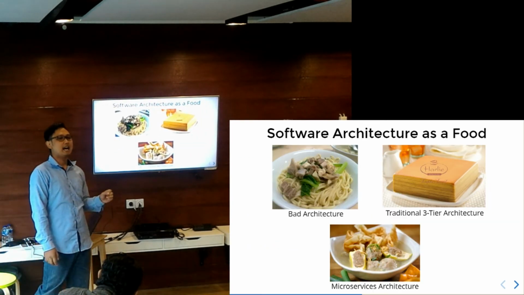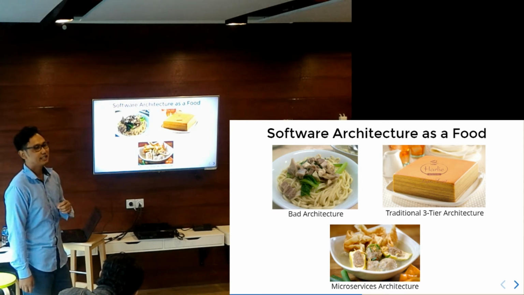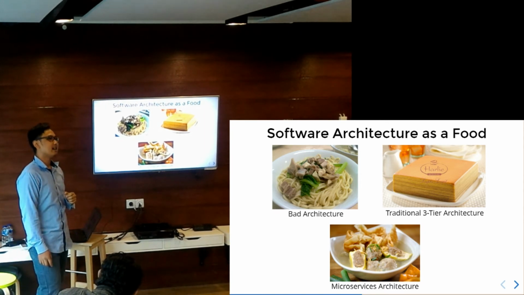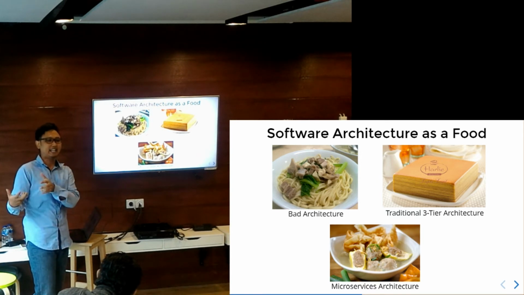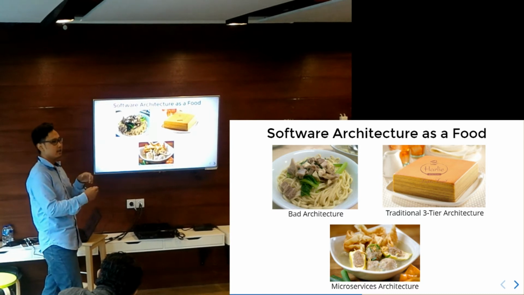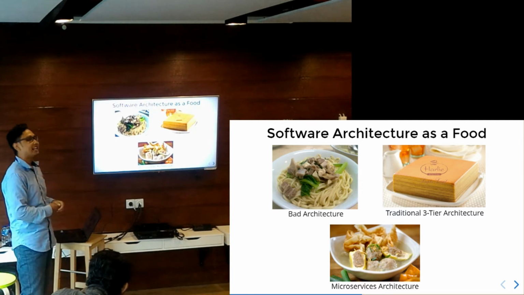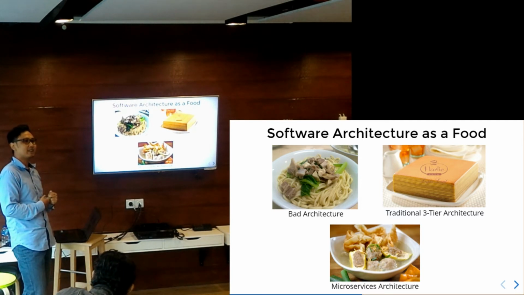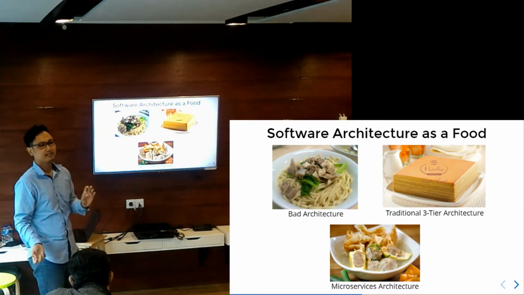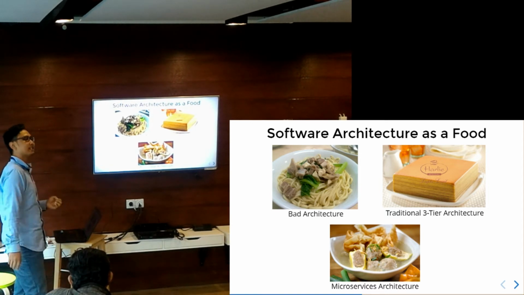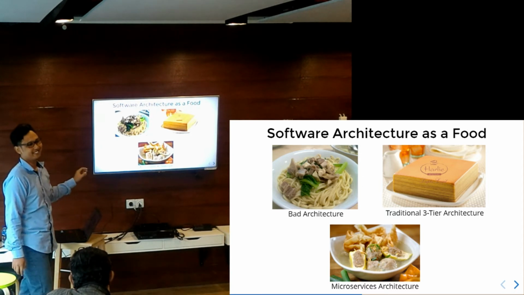Okay, this is the short summary. If we look at software architecture as food, the big ball of mud architecture is something like pancit mie Jakarta, maybe. The spaghetti code, where it is very difficult to trace from one part to another. Traditional three-tier architecture is like lapis legit Surabaya. It contains several layers. Microservices architecture is just like bakso Malang. Because I'm from Malang, I'm very proud of it.